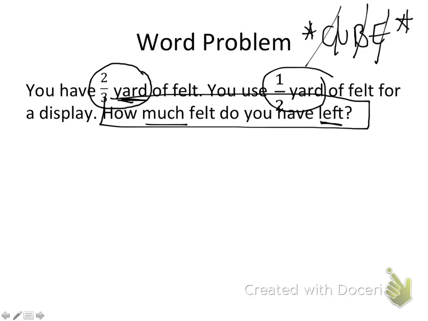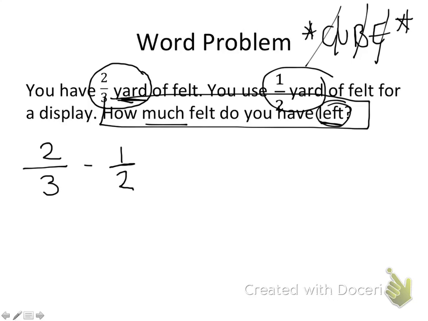Now you need to do our steps. We have 2/3 minus 1/2. How do I know it was minus? Oh, I know it's minus because we had a certain amount before and we used 1/2, and we need to know how much is left over. So that subtraction sign is because of how much we have left.